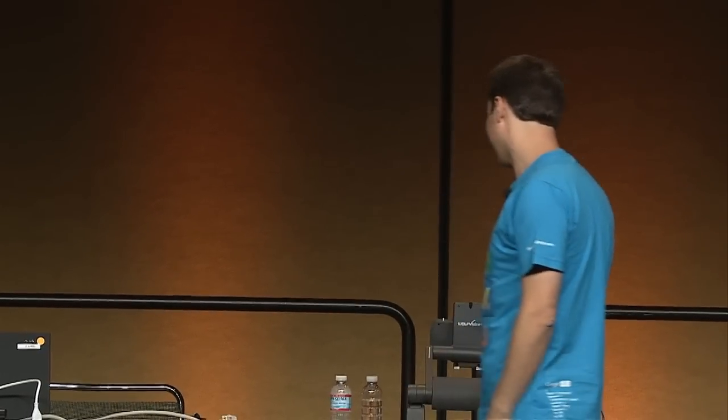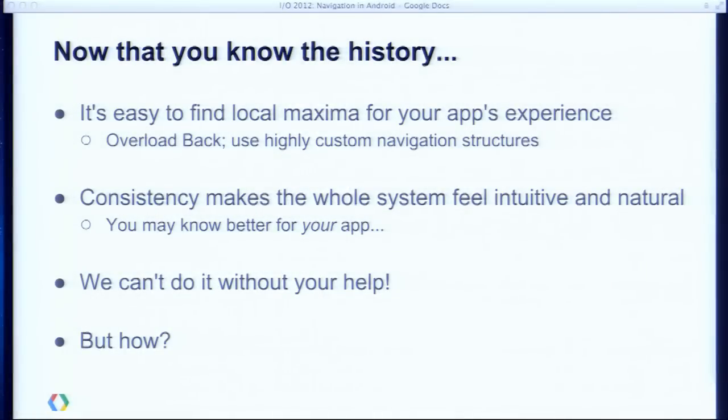So now you know a little bit more of the history of how we got where we are here. And it's important to remember that it's really easy to find these local maxima for your app's experiences and sort of implement special functionality to make that happen. But following system conventions makes your app more intuitive to people that already know how other apps behave in the system, and when those apps follow those conventions too. But as you've already seen, the Android framework has a lot of intricate options and opportunities to do things differently. So how do we actually implement all these guidelines that we're talking about here?